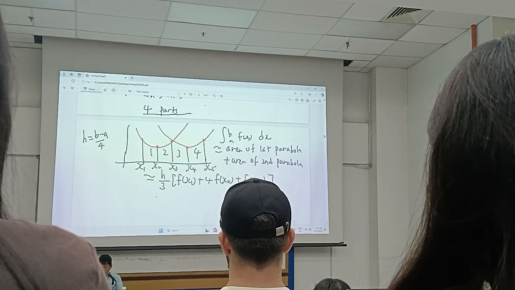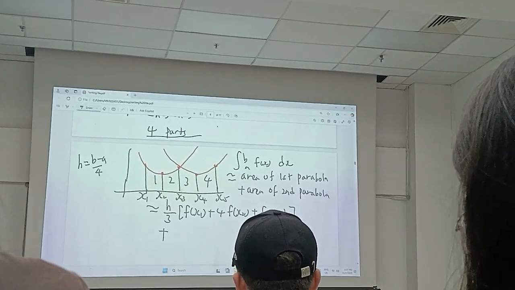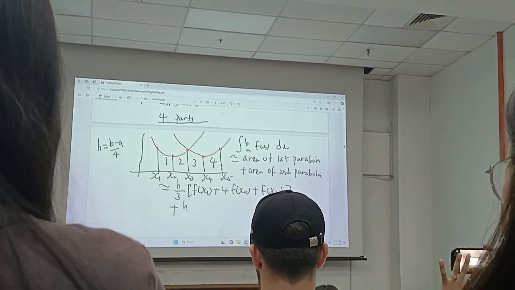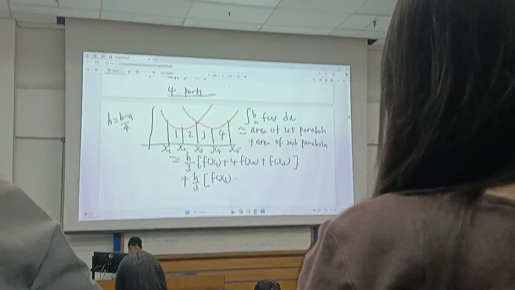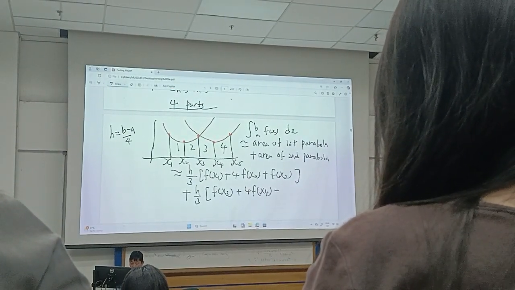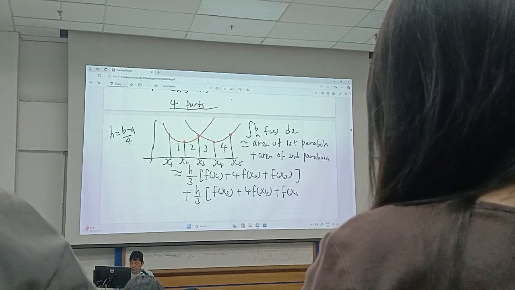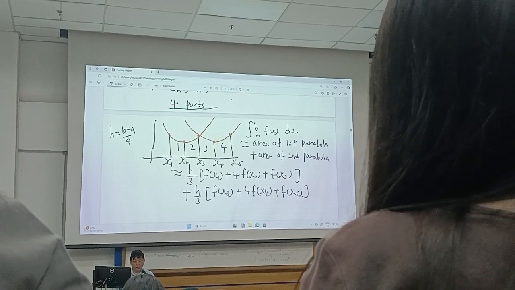And then the area of the second parabola. Second parabola, the first height will be, yes, f(x3). Second height will be f(x4). And plus the last one. Okay.